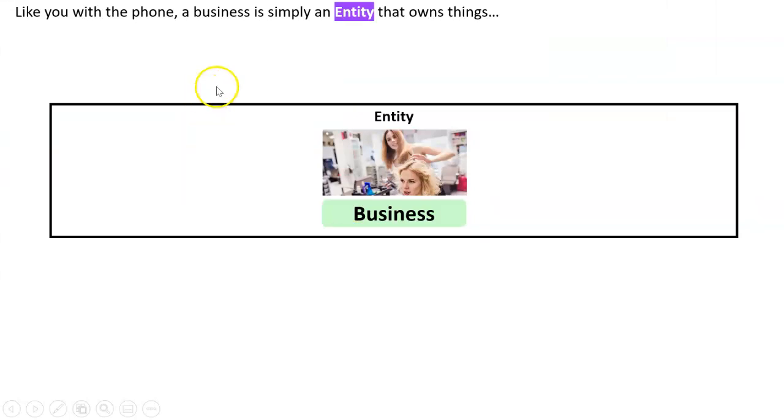Let's take a more complicated example, a more realistic example. A business is simply an entity that owns things. That's all it is. Just like you can own things, so can an entity. Let's take this hairdresser. It's got a $200,000 property.